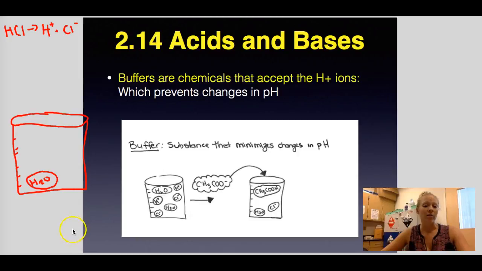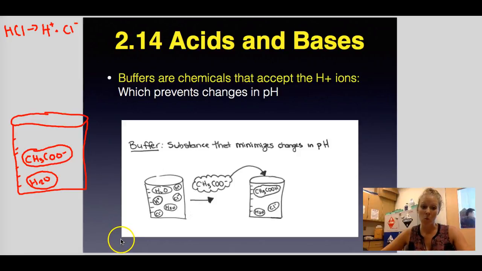The hydrogen ions are what make an acid acidic. The more hydrogen ions you have in a solution, the more acidic it is. So if we put a molecule in there that's going to bind with them, then it will no longer have those hydrogen ions in there. So if I put CH3COO minus in here, I've put a buffer, which means it's going to minimize the change in pH.